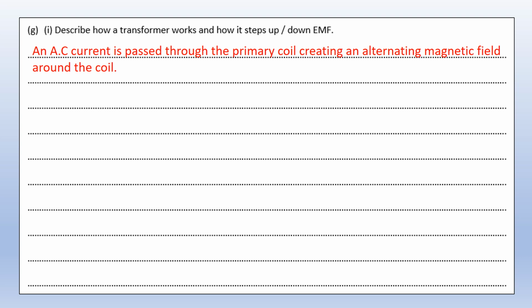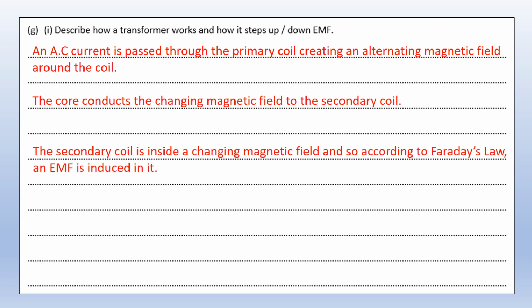Because it's an AC current, you get an alternating magnetic field around that coil. The reason we have the core there is it's a magnetic field conductor. So iron, which is usually used, is a very good magnetic field conductor, and it conducts it around to the secondary coil. Because the secondary coil is stationary, but the magnetic field is alternating, we've got changing flux linkage. So according to Faraday's law, an EMF is going to be induced in the secondary coil.